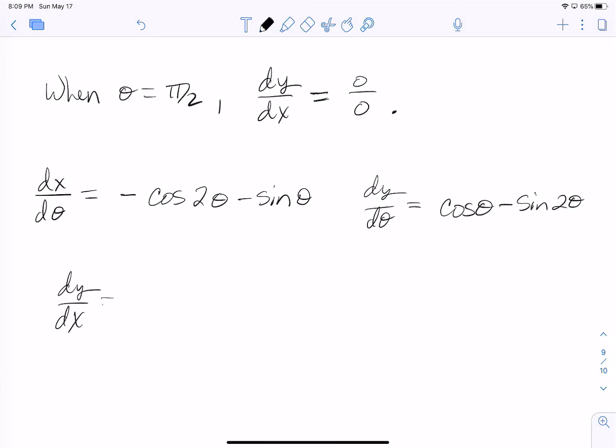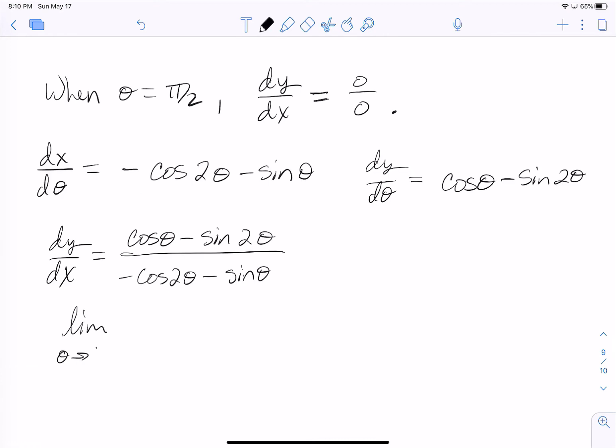dy/dx then becomes the cosine of theta minus the sine of 2 theta, divided by negative cosine of 2 theta minus the sine of theta. Now we already know that the result when theta equals pi over 2 is 0 over 0. So we're going to use, like I said, L'Hopital's rule. We're going to write this as a limit: the limit as theta approaches pi over 2 of the cosine of theta minus the sine of 2 theta, divided by the negative cosine of 2 theta minus the sine of theta.